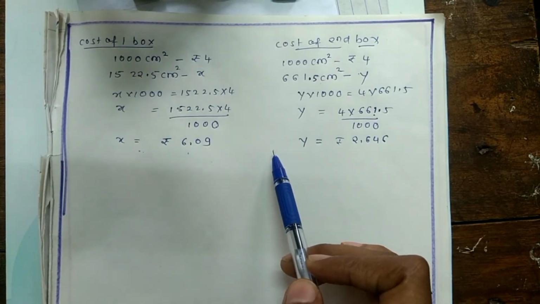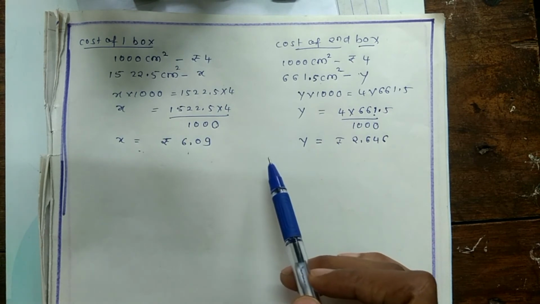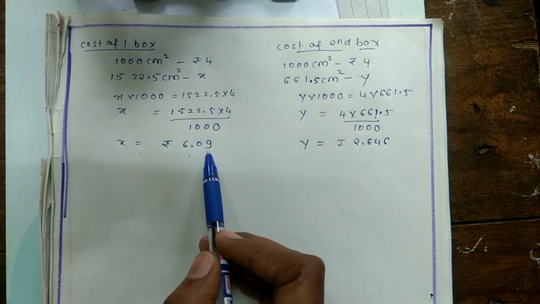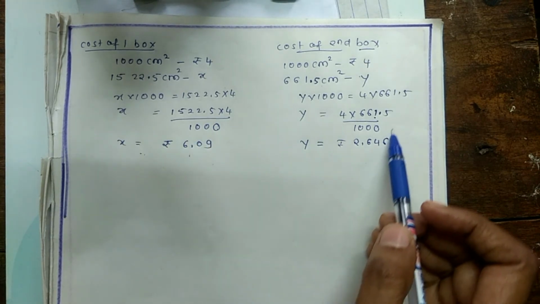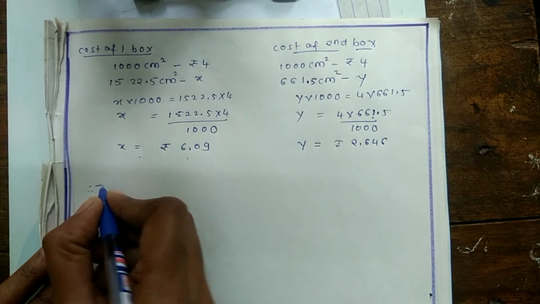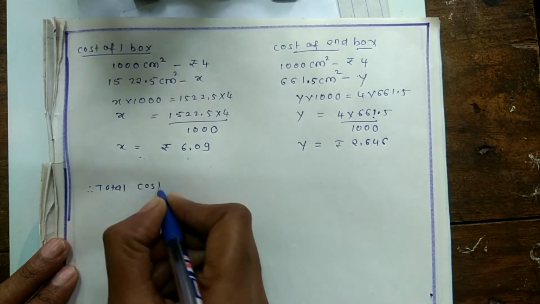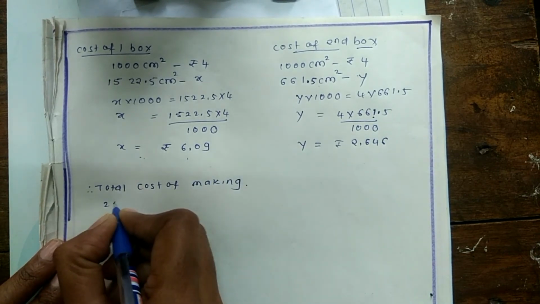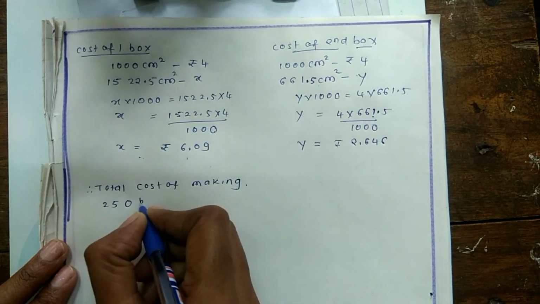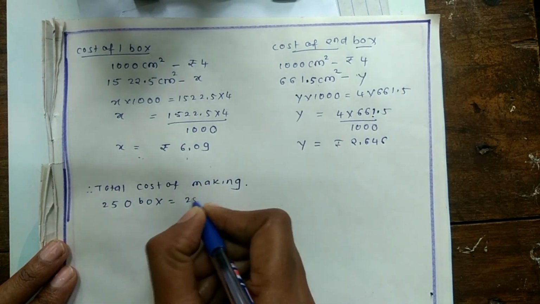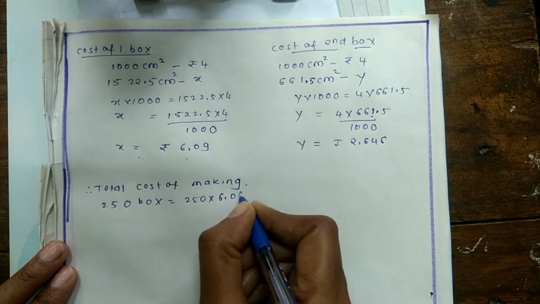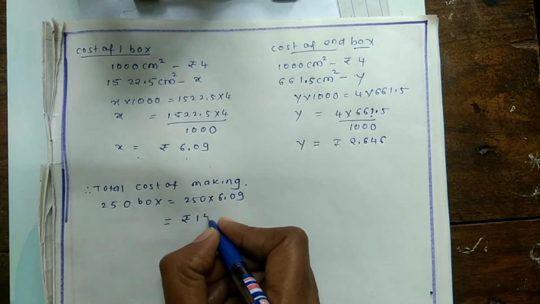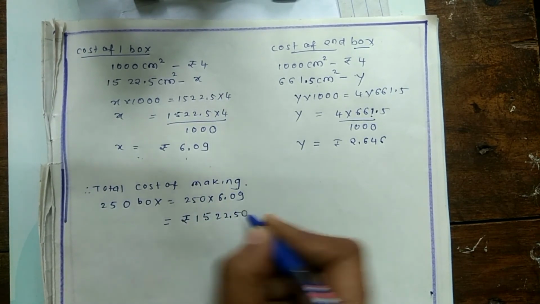So the question is, you have to find out the cost of 250 boxes of each type. So just multiply the cost of one box with 250, and here also multiply with 250. Therefore, the total cost of making 250 boxes of this kind is 250 times the cost of one box, 6.09. So finally we'll get the answer as rupees 1522.50.